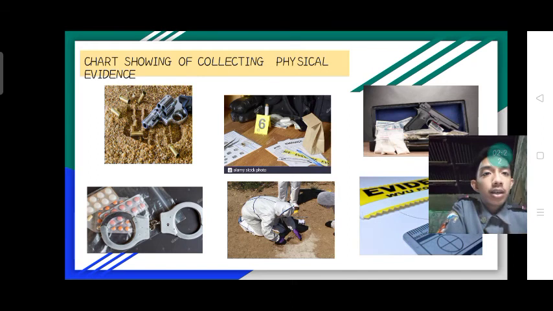Dito sa chart, pinapakita dito kung ano yung pag-collect ng isang physical evidence. So, unang gagawin natin, ways to collect physical evidence. Unang gagawin is dapat i-document and i-photograph natin yung isang evidence. Pangalawa, properly secure the evidence by placing in the paper bag or envelope. Pangatlo, close and seal or tape the paper bag or the envelope. The examiner must write initial, date and time across the sealed area.